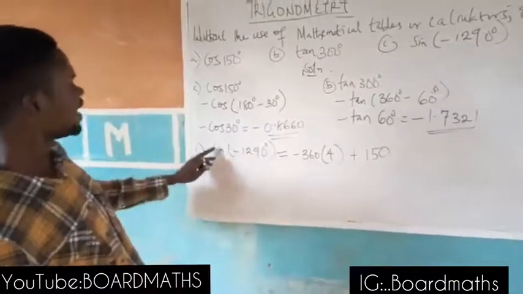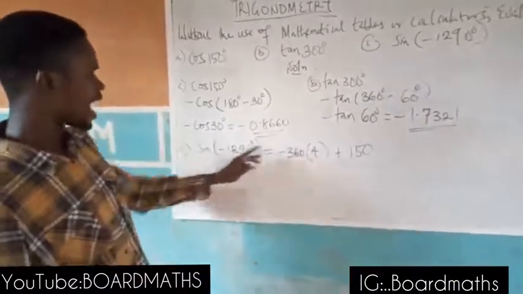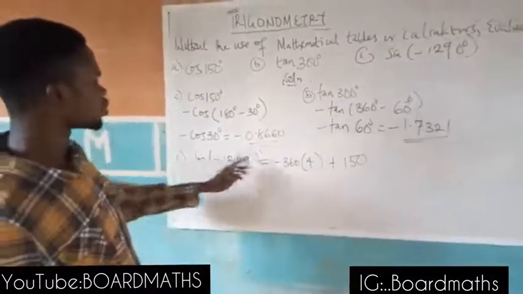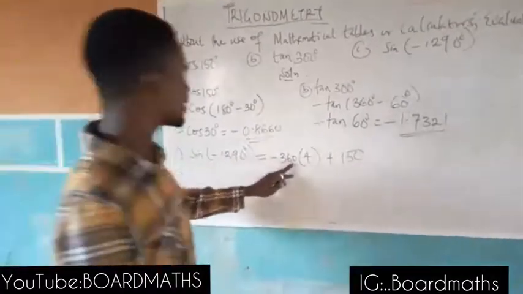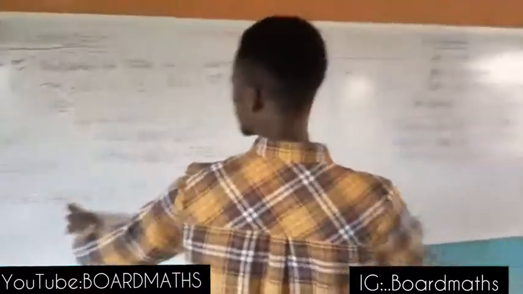1290. So you've already related the angle to 360, and here, after relating the angle to 360, you notice that it belongs to which quadrant?